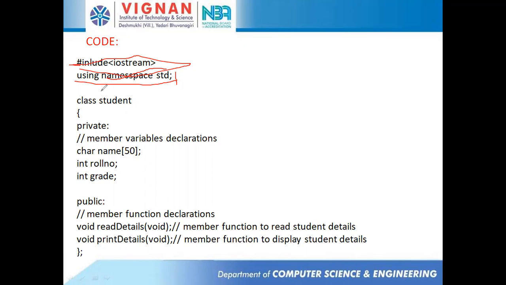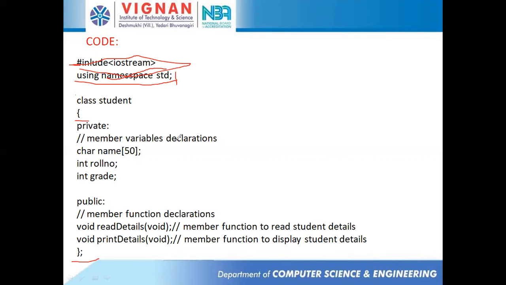Next, another step we have to do here is the declaration of the class. See here how the class can be declared. Class is the keyword, and the class name is student here. You can give any valid identifier name. This is the opening of the class, and this is the closing of the class. The class consists of member variables as well as member functions.